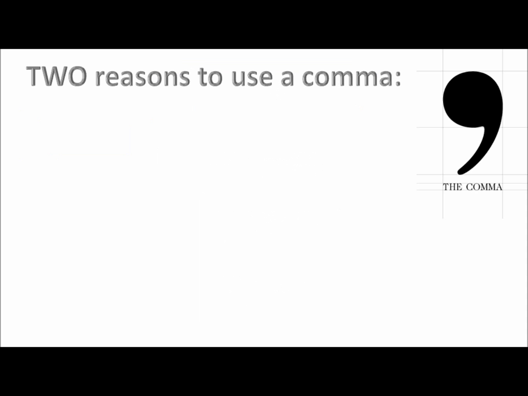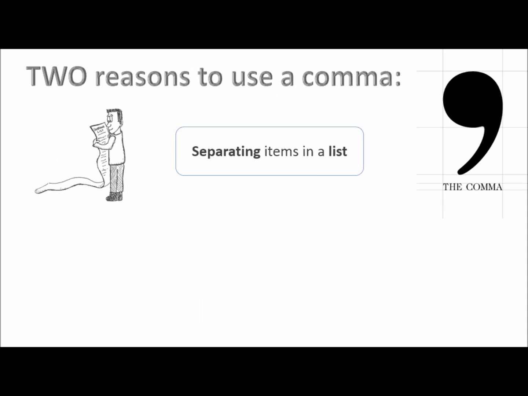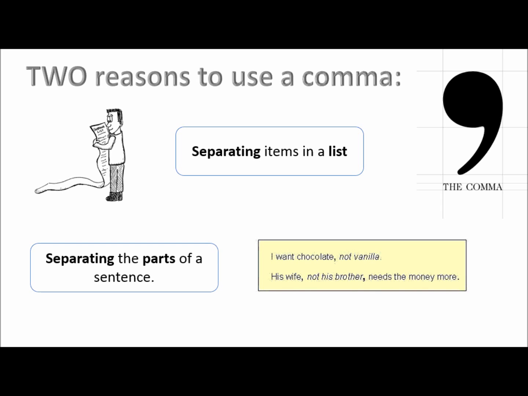So to recap, there are two main reasons to use a comma. Firstly, to separate items in a list. Secondly, to separate the parts of a sentence.